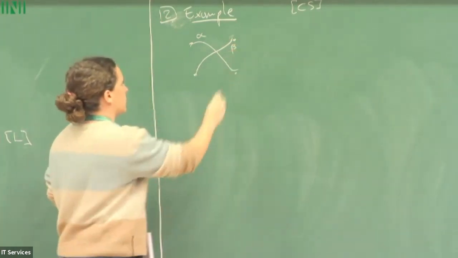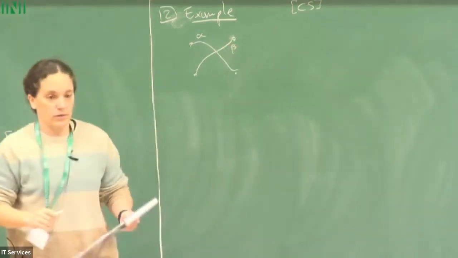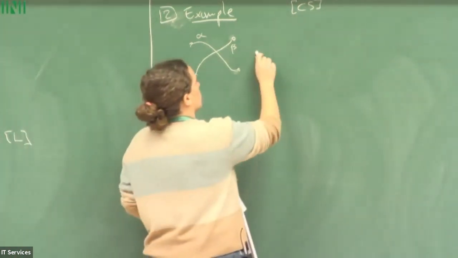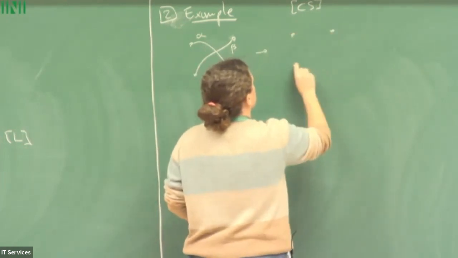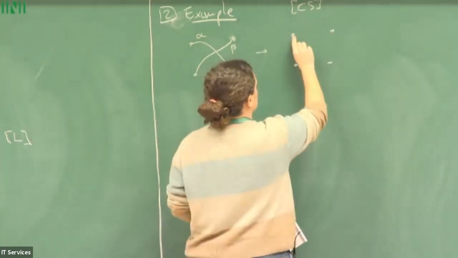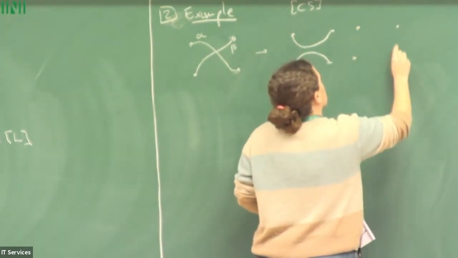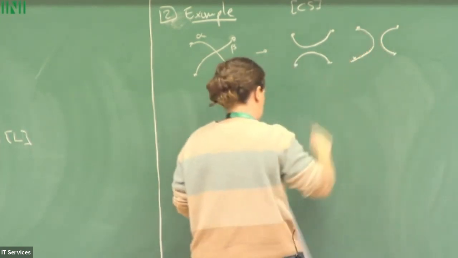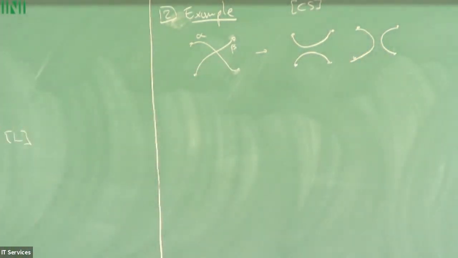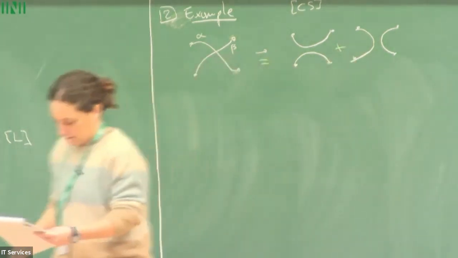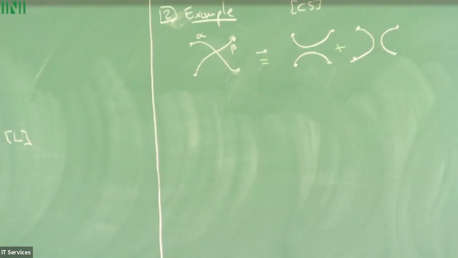Say this is alpha, this is beta, this is the crossing ones. And you want to convert this into this one and this one. And you know this is a valid equation in the cluster algebra. You know that this multiplication is equal to this plus this.